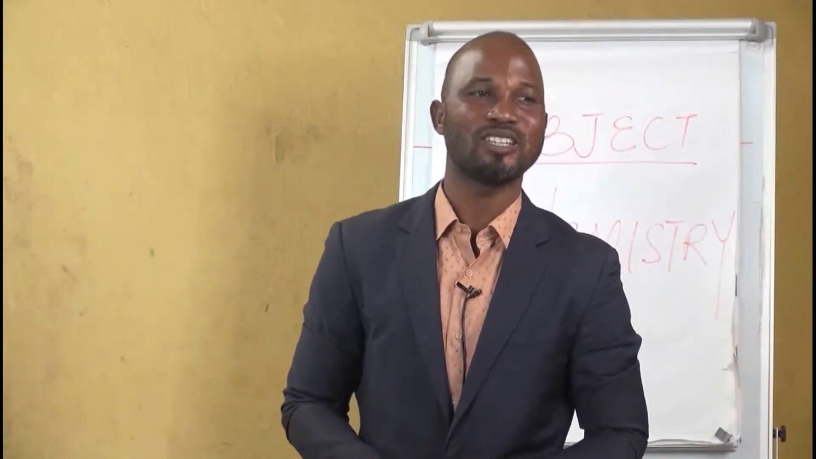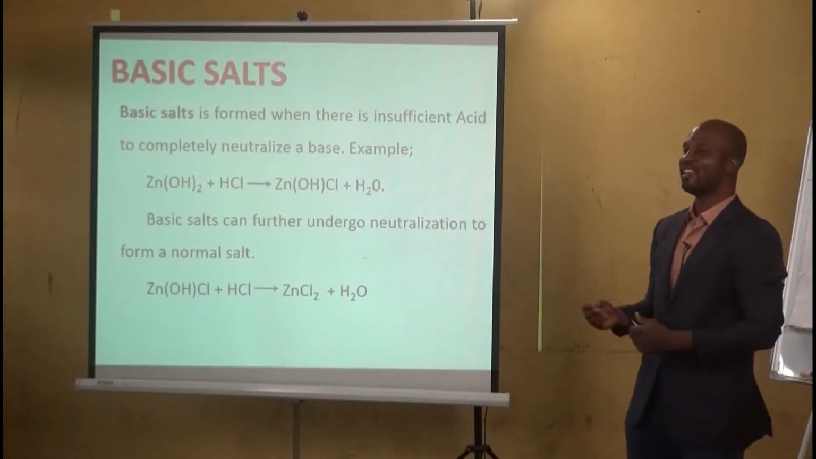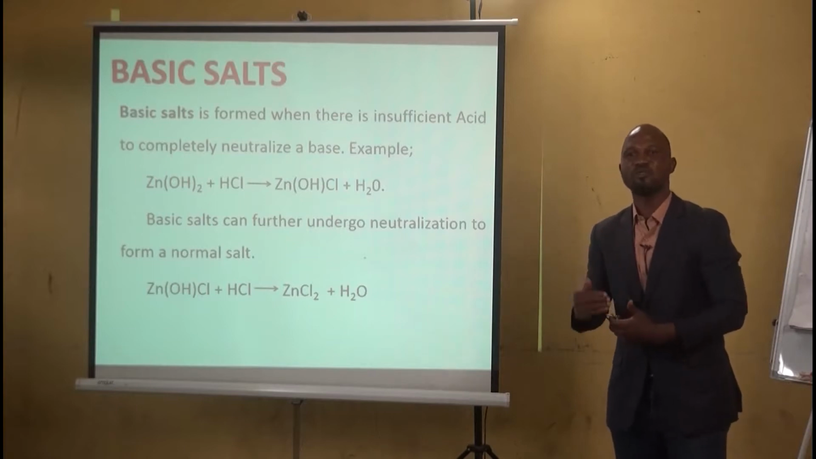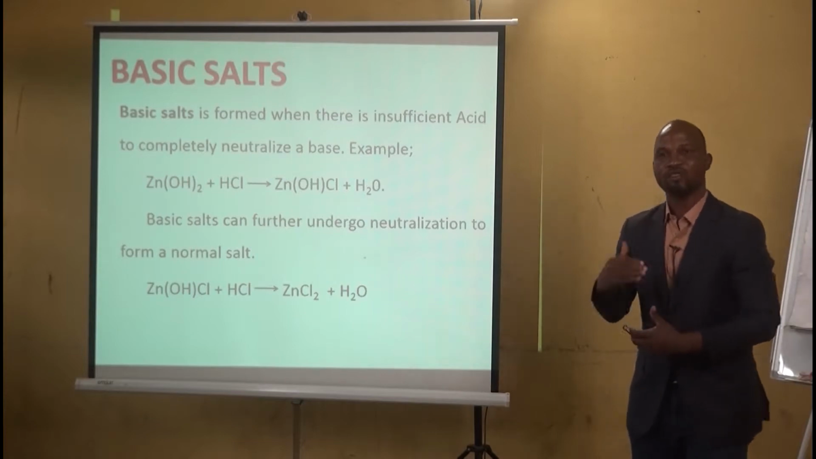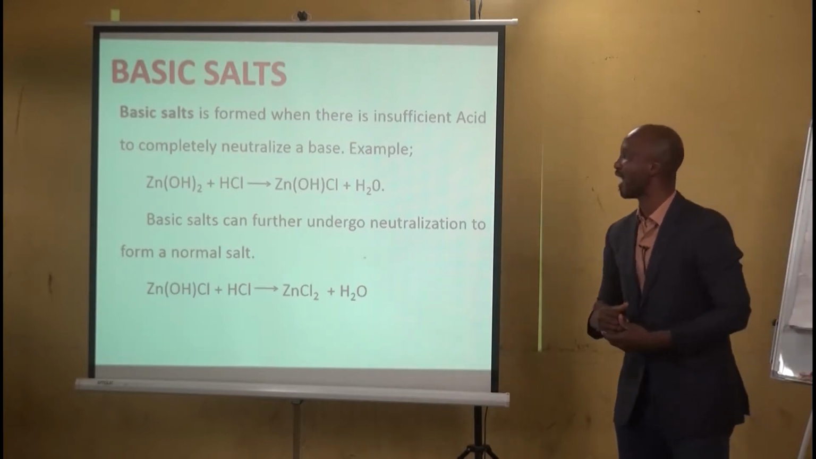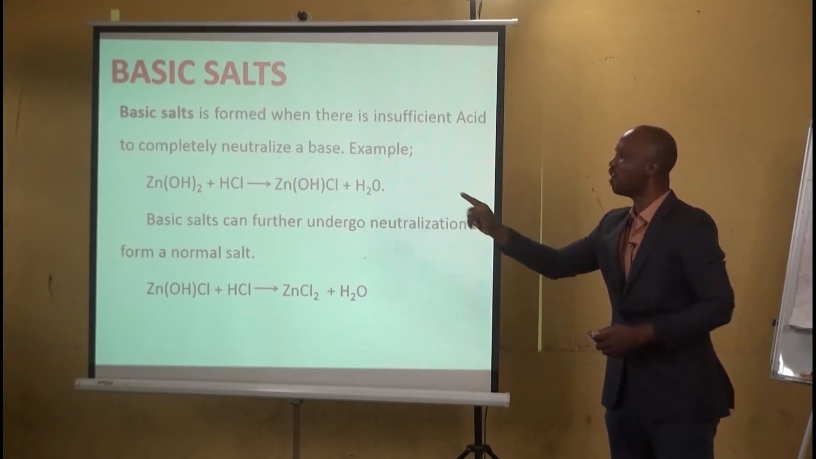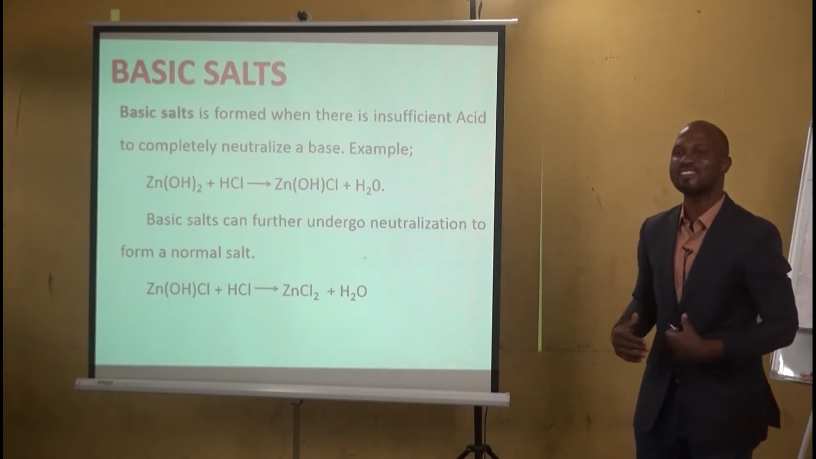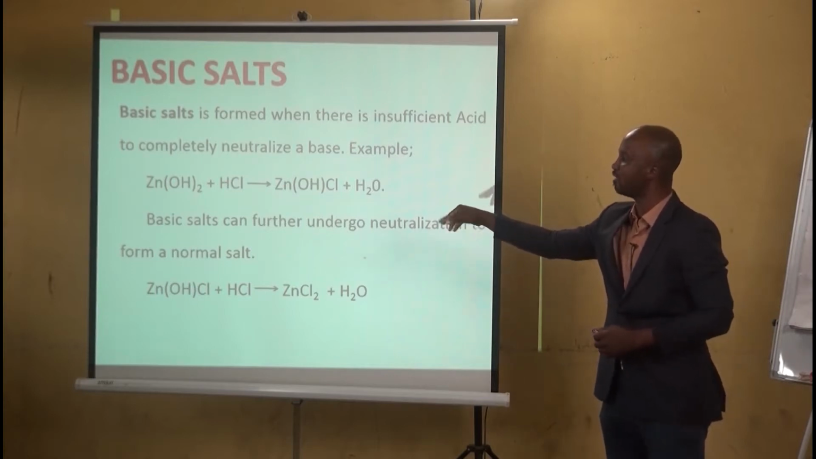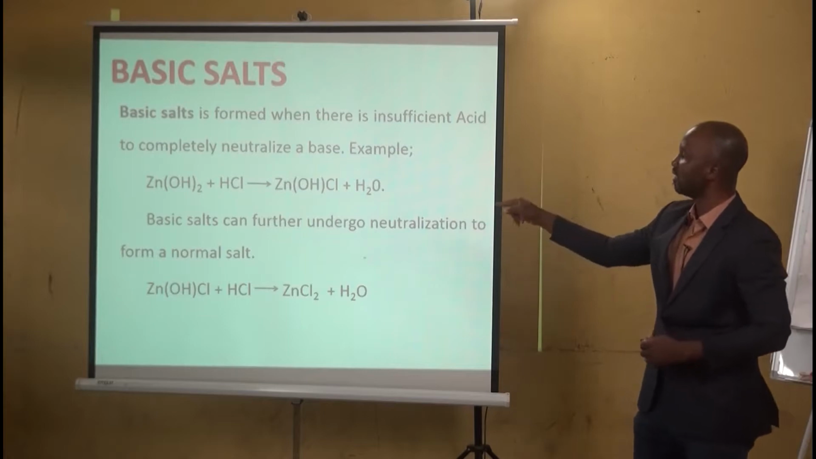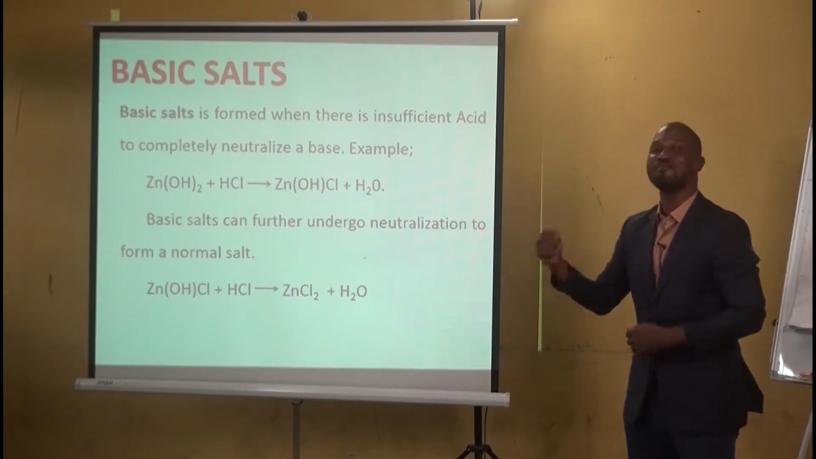Now, the next type of salt is a basic salt. Like the name implies, it's formed when there is insufficient acid to completely neutralize the base. A basic salt is formed when there is insufficient acid to completely neutralize the base, such that if you look at the example I have here, I have zinc hydroxide. Now, the hydroxide, which is the OH group, is the characteristic of the base, such that if chloride replaces one OH, you have zinc hydroxide chloride. And that hydroxide in the salt there makes it a basic salt.